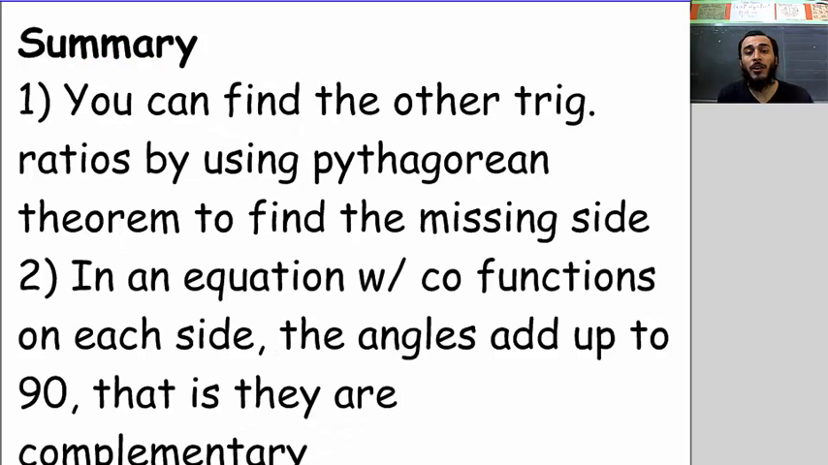All right, let's summarize this video. Summary: you can find the other trig ratios by using the Pythagorean theorem to find the missing side, and that's what we did in example 1. Then for examples 2 and 3, you should have learned that in an equation with co-functions on each side, the angles add up to 90. That is, they are complementary.